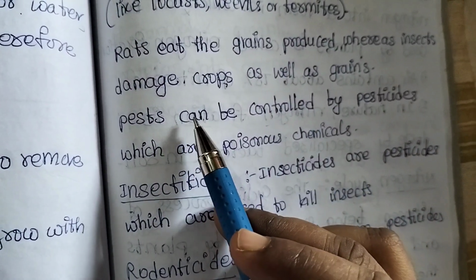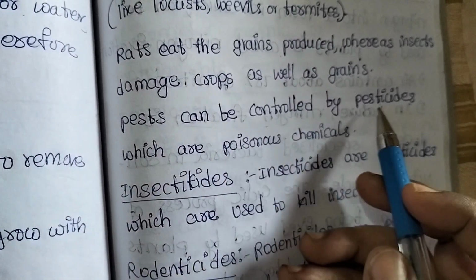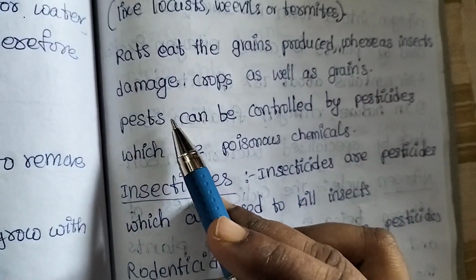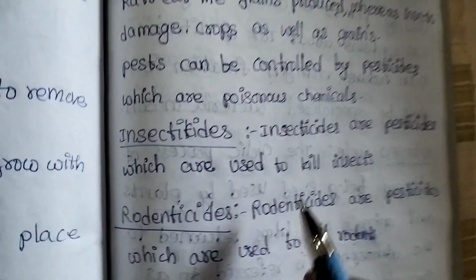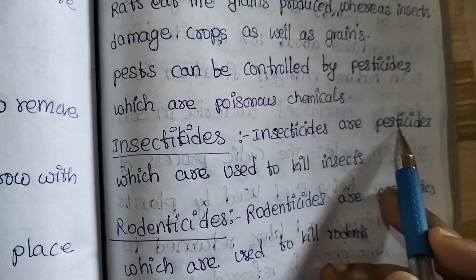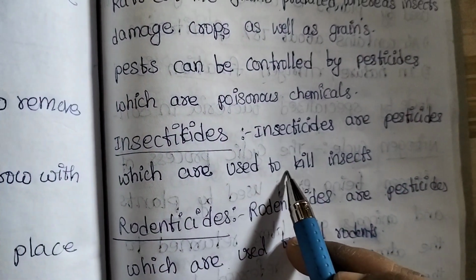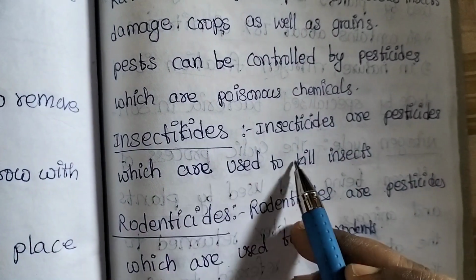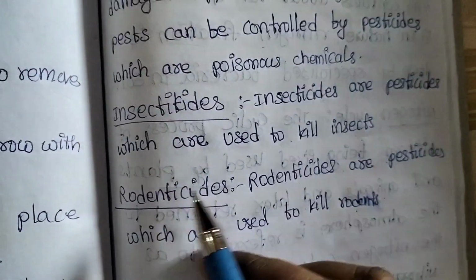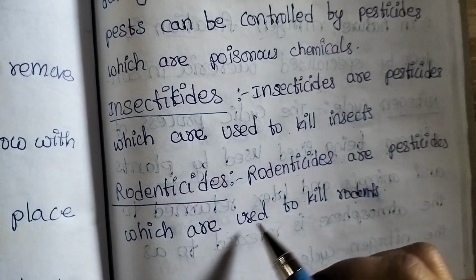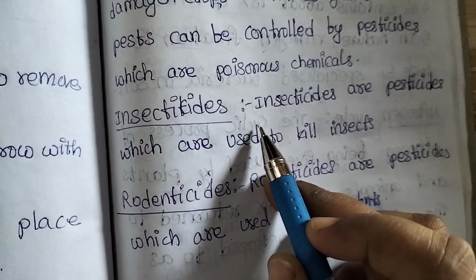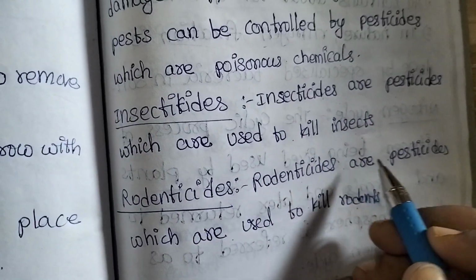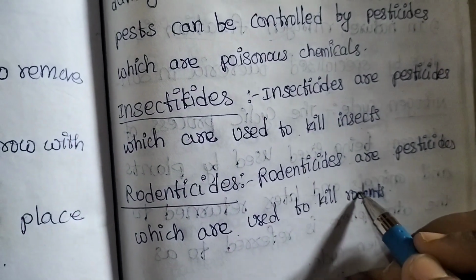Pests can be controlled by pesticides, which are poisonous chemicals. By spraying these poisonous chemicals, we can avoid the pests. Insecticides are pesticides which are used to kill insects. Rodenticides are pesticides which are used to kill rodents.